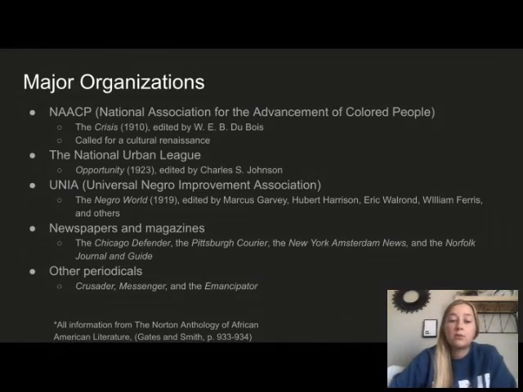UNIA, or Universal Negro Improvement Association, and this consisted of The Negro World, which was edited by Marcus Garvey, Hubert Harrison, Eric Walrond, Williams Ferris, and others.